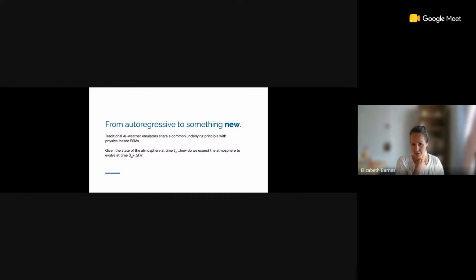So this traditional AI, it makes me laugh every time I say this, traditional AI weather emulators. They're traditional in that they've been around for about 3 years, but traditional emulators typically share this underlying principle of, given the state of the atmosphere or the Earth system at T0, how do we expect the atmosphere to evolve at T0 plus delta T? So this is just really time stepping forward.